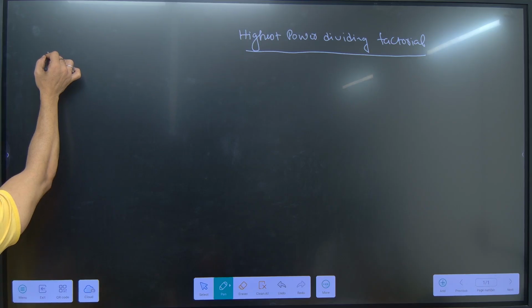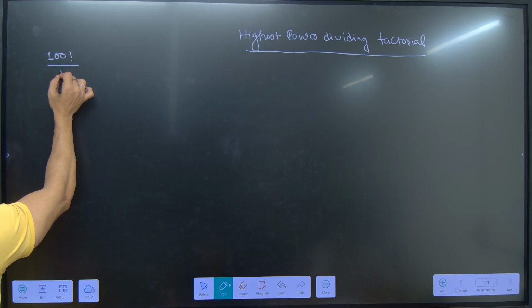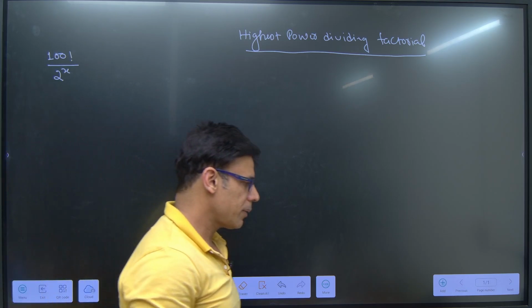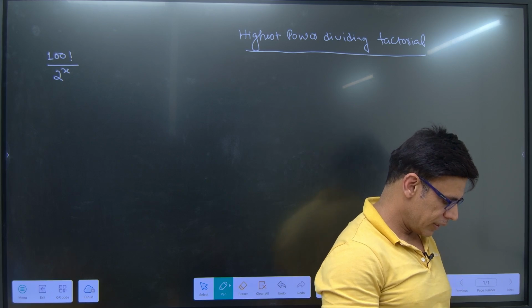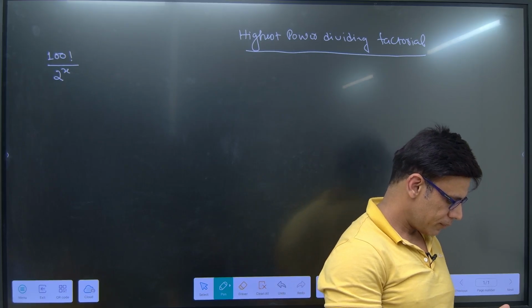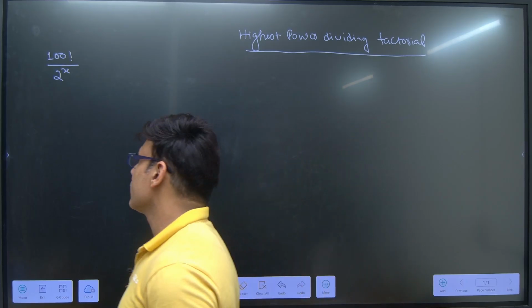What is the highest power dividing a factorial? Suppose we have a number, let's say 100 factorial. And if I ask you what is the highest power of 2 which will divide 100 factorial completely. Now, this 100 factorial is going to be a large number, because you have to multiply 100 into 99 into 98 into 97, 96, 95, 94, 93, 92, 91.